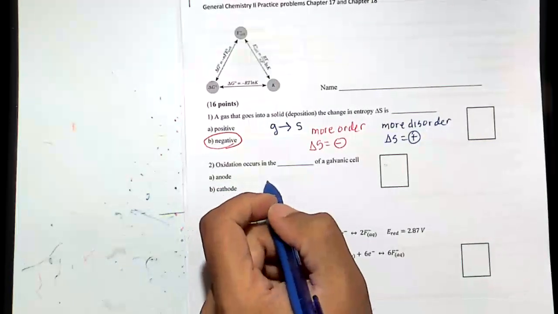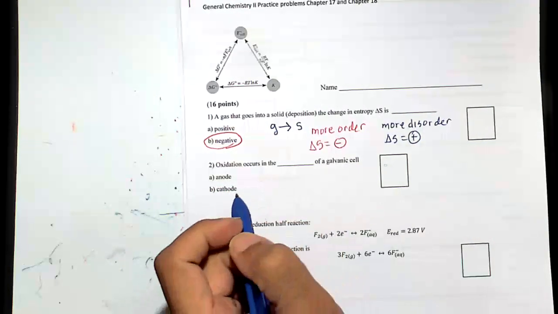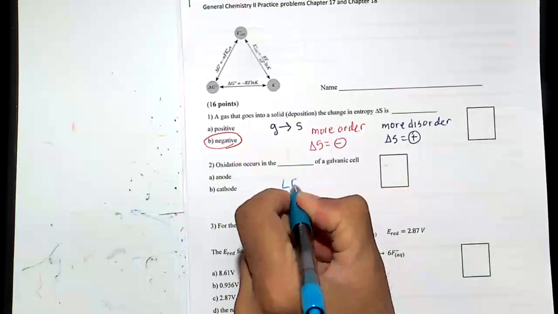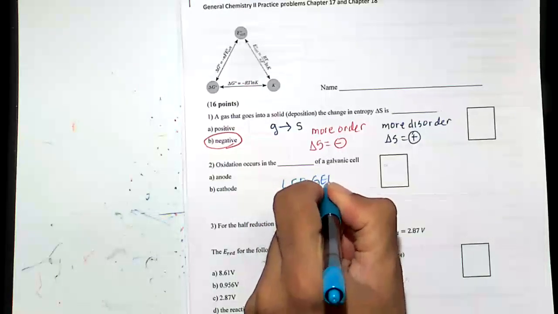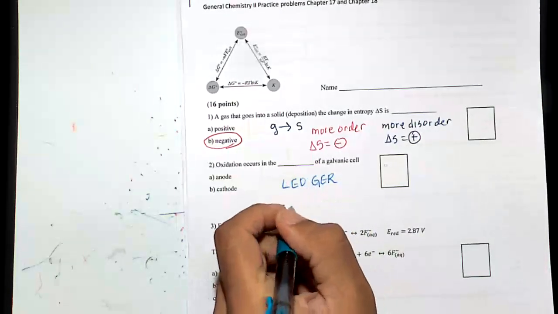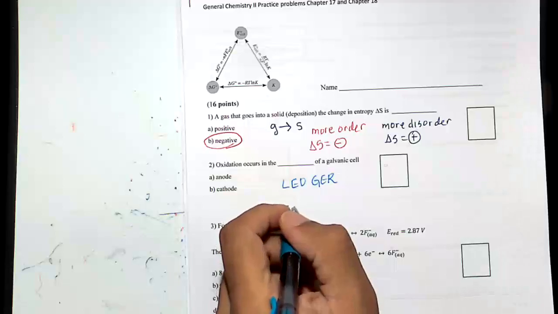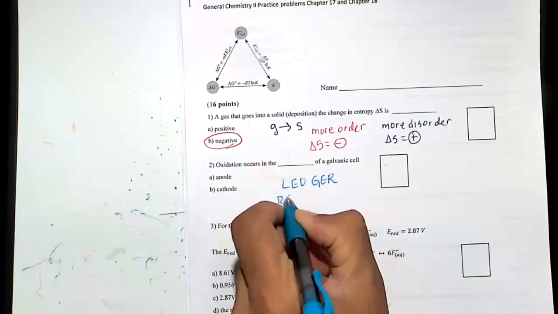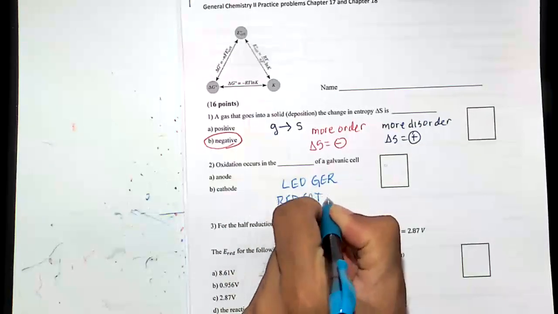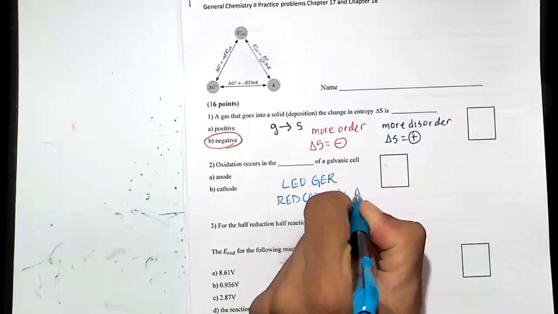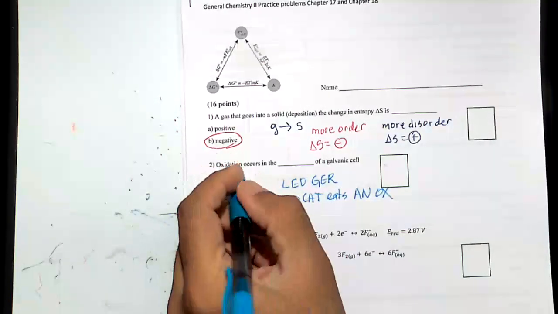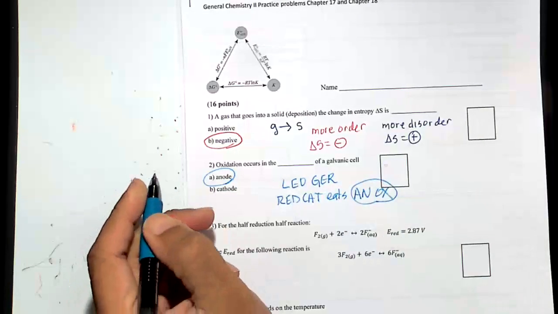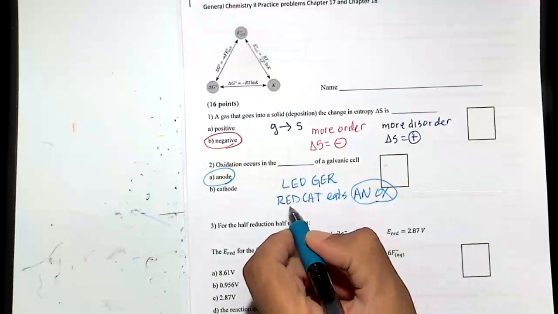How about this one? Oxidation occurs in what part of the galvanic cell? You want to remember Leo Gur. And another one you want to remember is red cat eats an ox. So oxidation occurs at the anode. Okay, so this is the answer. Red cat eats an ox.